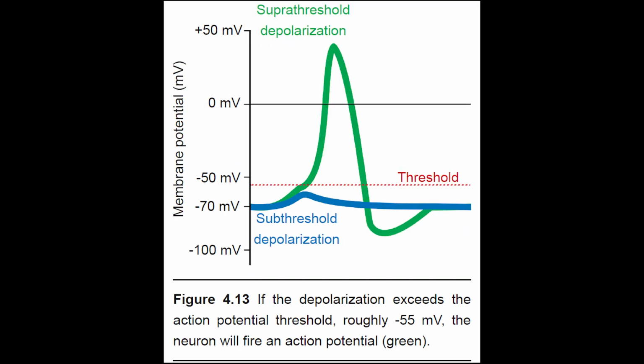Cells regularly receive many inputs at once. To trigger an action potential, the sum of the inputs must be sufficiently depolarizing to bring the Vm to a value that is more positive than the action potential threshold. For an average neuron, the action potential threshold is around -55 millivolts. Anything less than the action potential threshold will fail to send the signal forward.